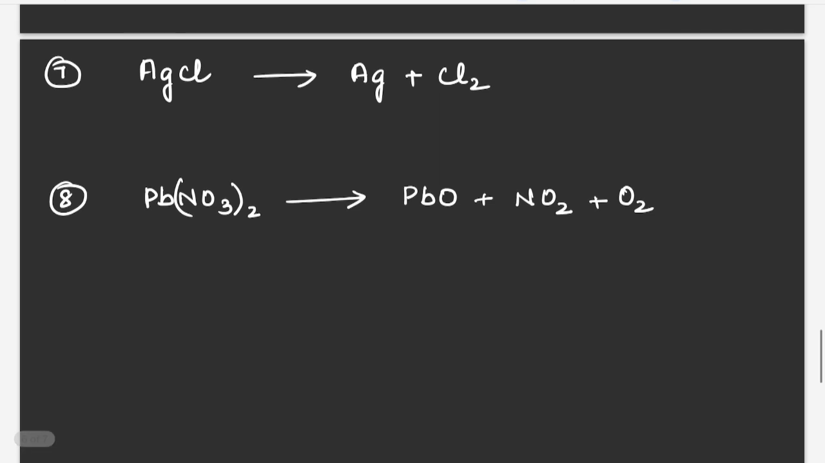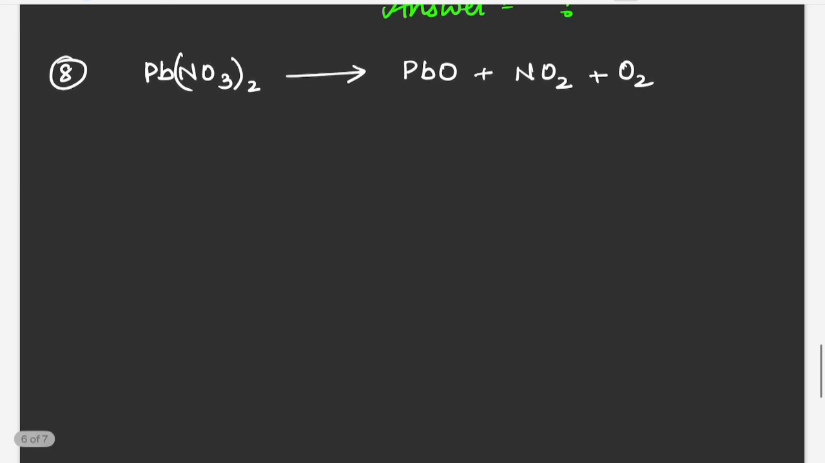Next we will take this example, a very simple one. Ag is nothing but silver. Silver chloride is broken to silver and chlorine. Students, this is very easy, so I want you to try and write the answer in the comment section. What is your answer for this? Write in the comment section.